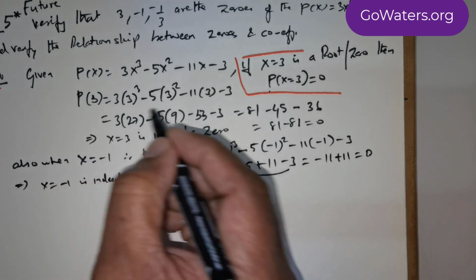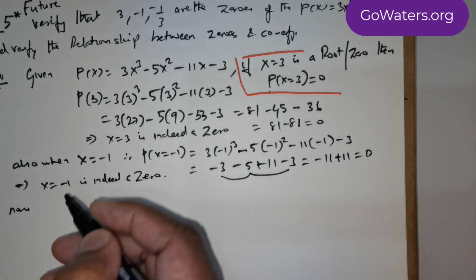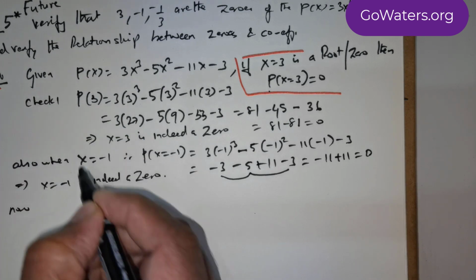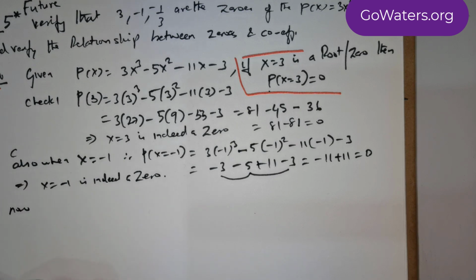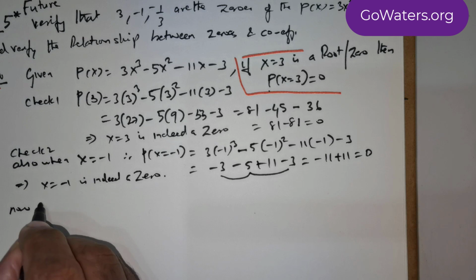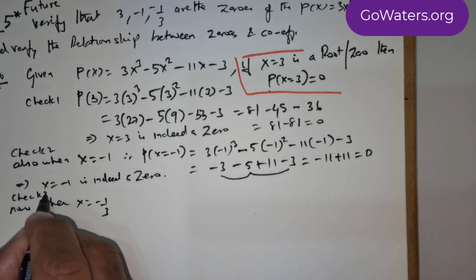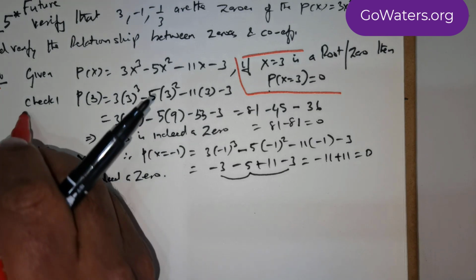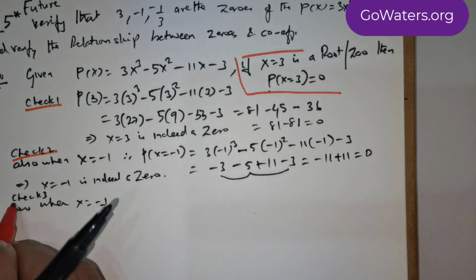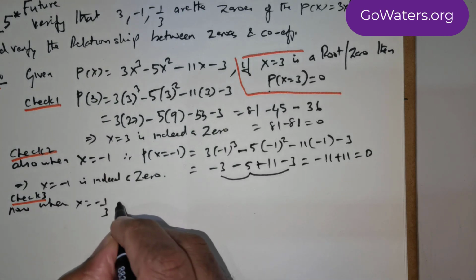Okay, so now, we check. So you can simply state here, check 1 and then check 2, and then when x is equal to negative 1 over 3, check 3. So you can use some identification, right? For the examiner, you need to make sure that the examiner is able to see everything that you are doing.